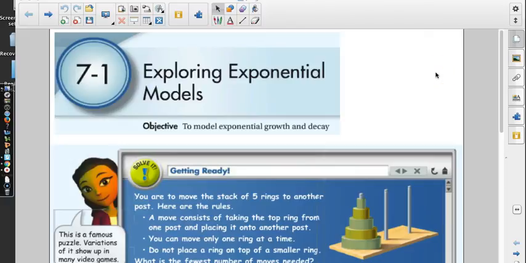I've already learned this before because it's truly the beginning of your exponential algebra, exploring exponential models. And what we're going to do today is some basic graphing. We're going to talk about what exponential growth looks like, what exponential decay looks like, and that'll probably wrap it up. So our objective is going to be to model exponential growth and decay. And exponential growth is something that happens all around us all the time, and we don't even think about it.